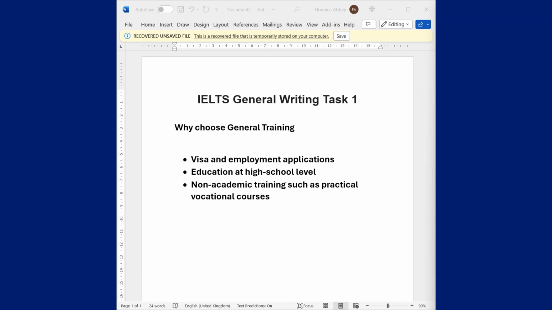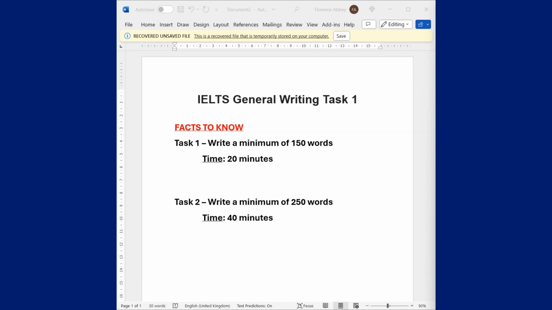So now that we have noted some differences between the academic and the general, one thing we will be learning are the important facts that you need to note when it comes to the general writing. When it comes to the general writing, you'll be sitting for two types of task. Under the writing test itself, you have Part 1, which is called Task 1, and then Task 2. So within the test itself, you have two pieces of writing that you will be doing.